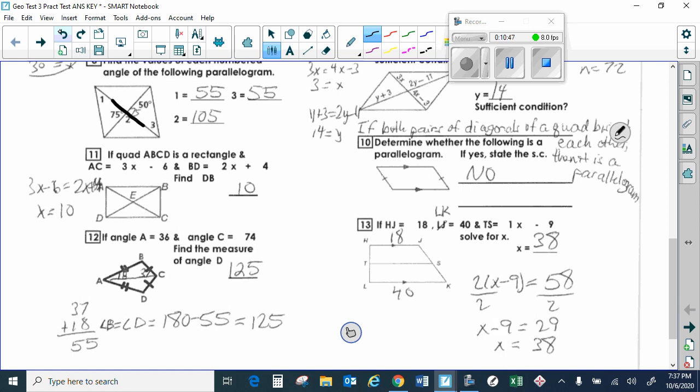Number 11, if quadrilateral ABCD is a rectangle, so we know the diagonals bisect each other and the diagonals are congruent.